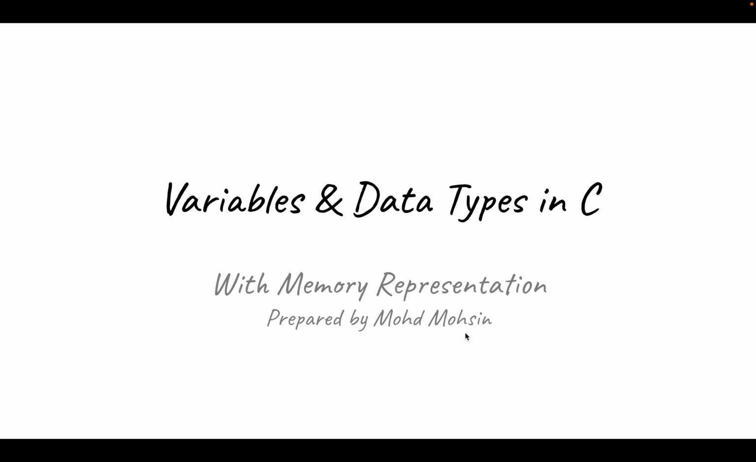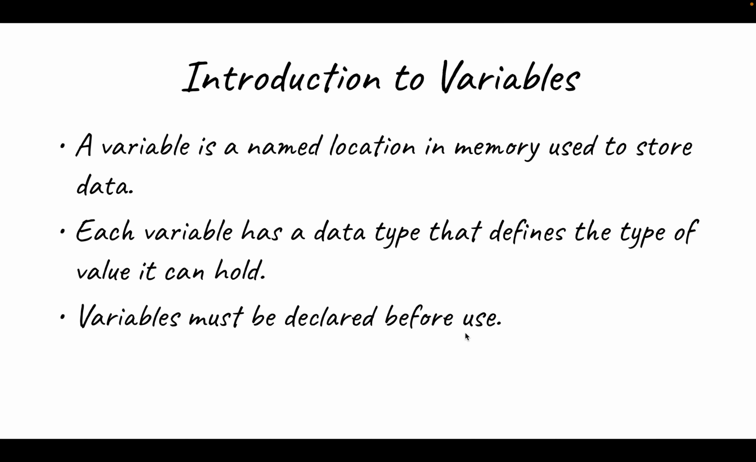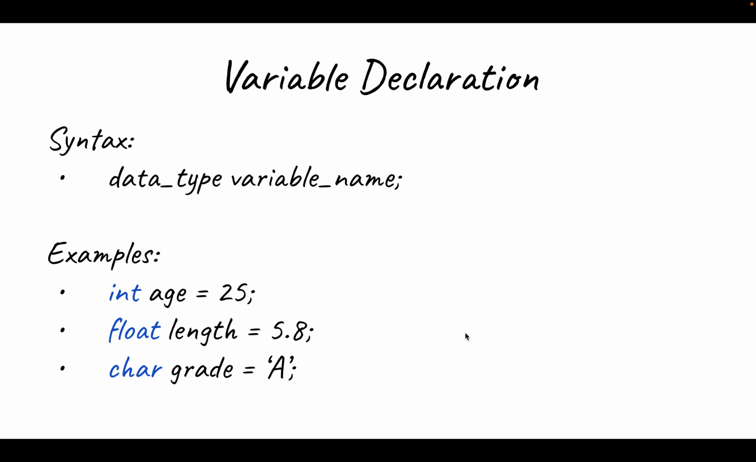We are here to discuss variables and data types in C with memory representation. Introduction to variables. A variable is a named location in memory used to store data. Each variable has a data type that defines the type of value it can hold. Variables must be declared before use.